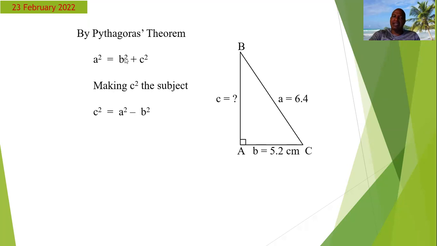Now, I mentioned that if you move this B squared to the left-hand side, you'll get A squared minus B squared. But then you could also flip around the equation after you do that. And so once you flip it around, then you will have C squared on the left-hand side and then A squared minus B squared on the right-hand side. Is that clear to everyone? Any questions so far?